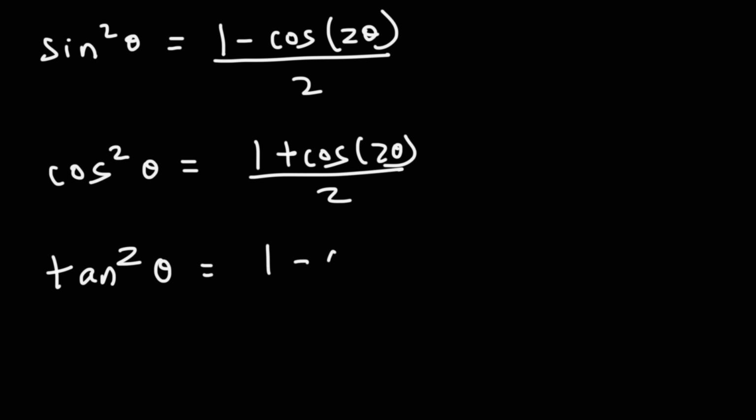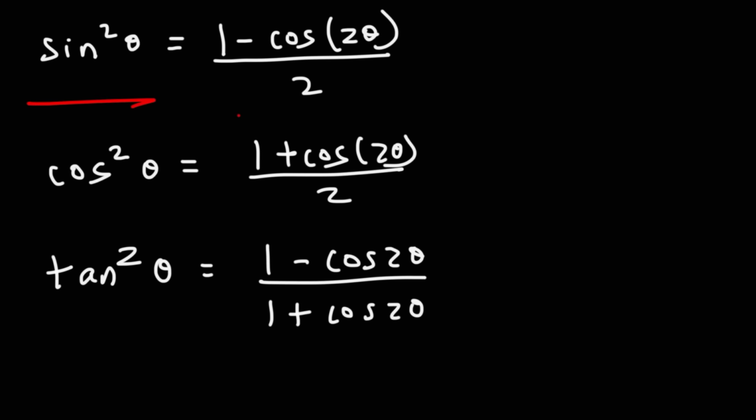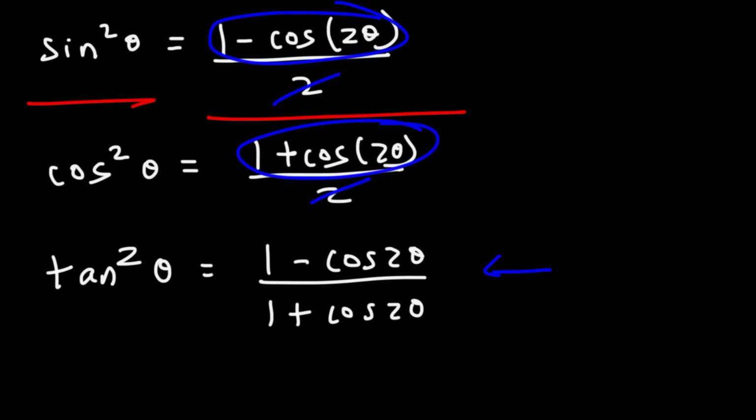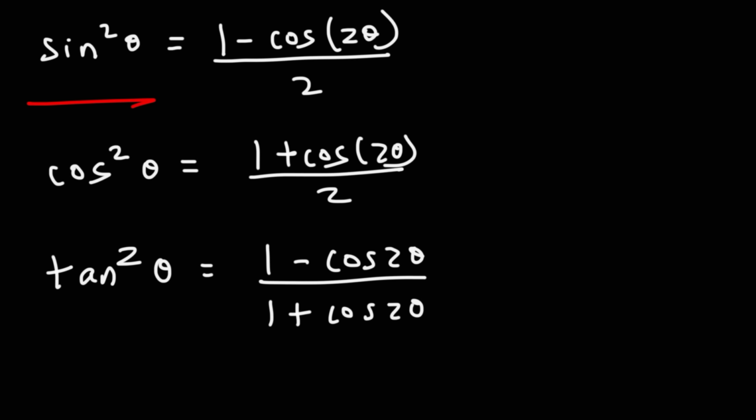Tan squared theta is 1 minus cosine 2 theta over 1 plus cosine 2 theta. So remember, tan is sine over cosine. So if you divide sine squared over cosine squared, all you need to do is cancel the 2, and you get 1 minus cosine 2 theta over 1 plus cosine 2 theta. So if you know the first two power reducing formulas, you can derive the third one.